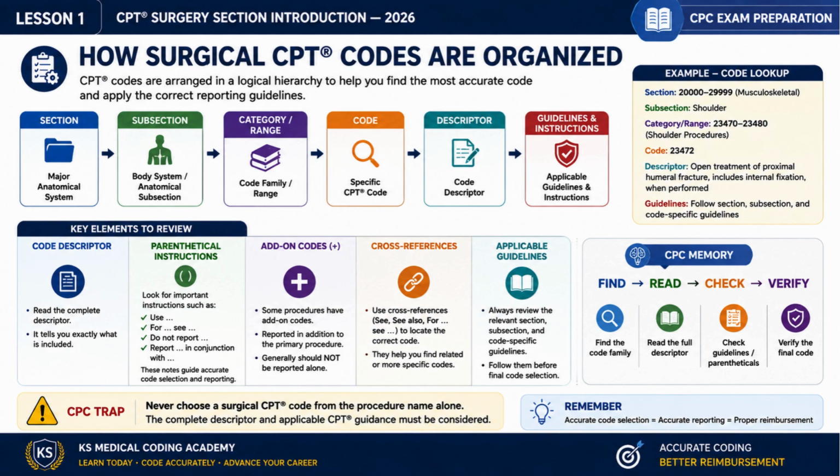For CPC preparation, remember 4 simple steps. Find → read → check → verify. Find the code family, read the complete descriptor, check the guidelines and instructions, and verify the final code. The key lesson is simple: never select a surgical CPT code from the procedure name alone.